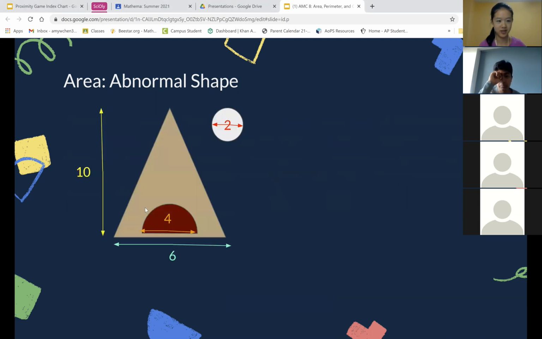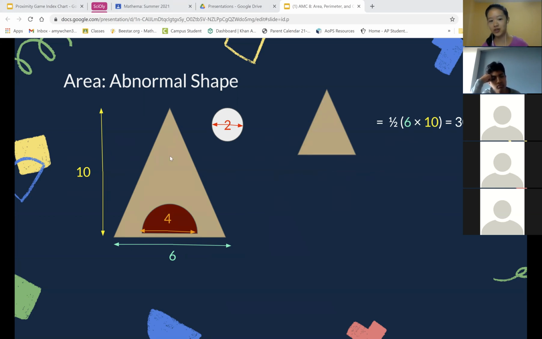Okay. Let's walk through each of these shapes. So first we have this triangle, right? The triangle has a base of 6 and a height of 10. So the area of the triangle would just be 1/2 times 6 times 10, that's 30. Then the semicircle has a diameter of 4. So that means its radius is 2. Since it's just half a circle, you have to divide by 2. So it'd be 1/2 times 2 squared times pi. So that'd be just 2 pi, right?